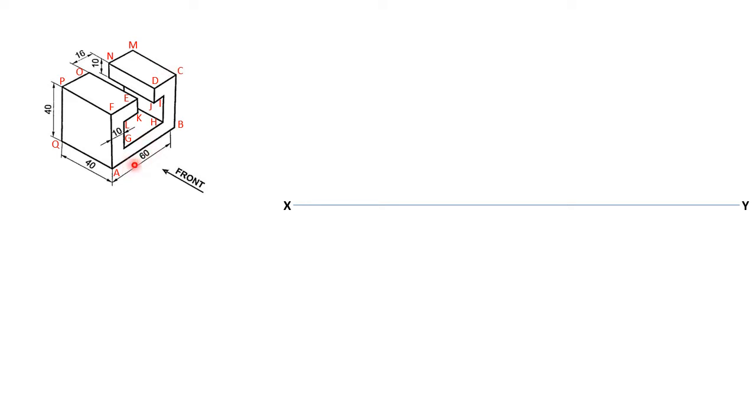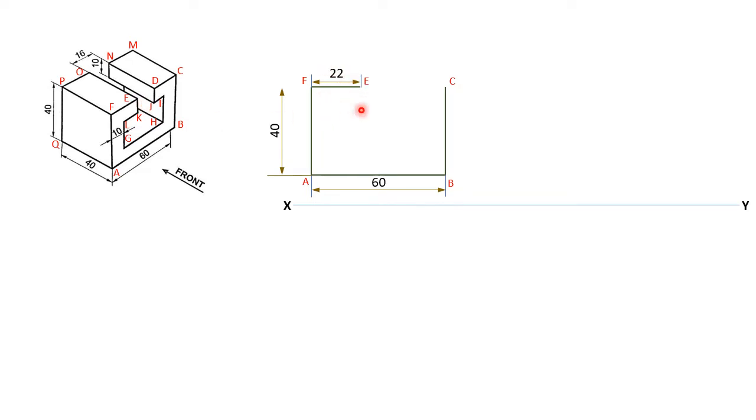At first we will draw AB of 60 unit length. So this is AB of 60 unit length. Then we'll draw FA, which is 40 unit length. So this is FA of 40 unit length. Similarly, on the extreme side, we'll draw CB of 40 unit length. Then we'll draw FE of 22 unit length.